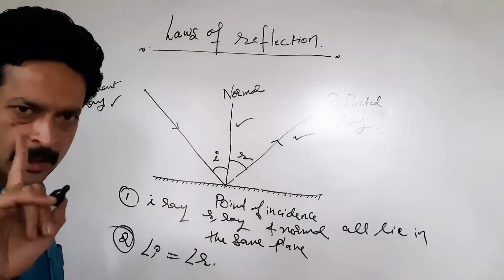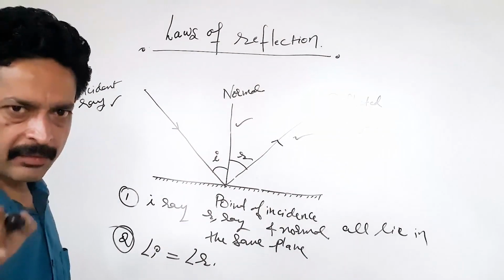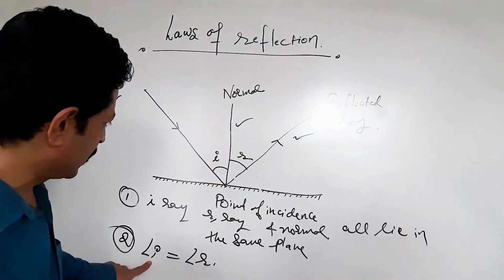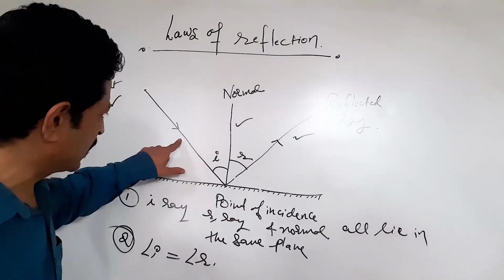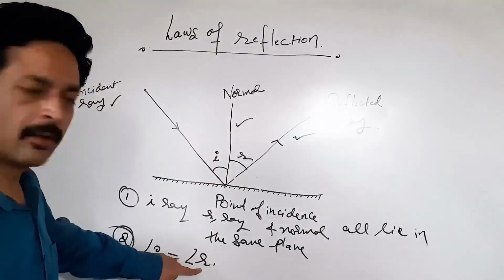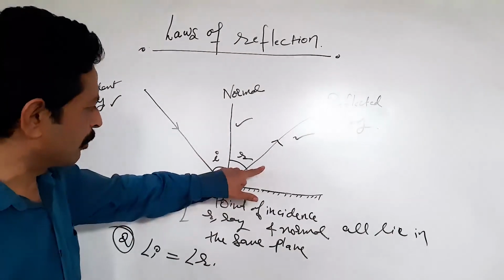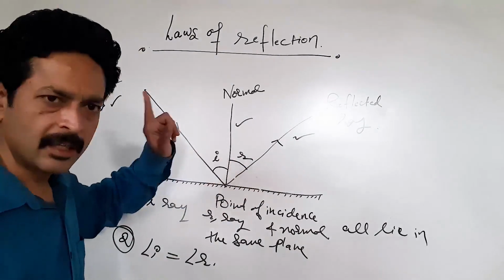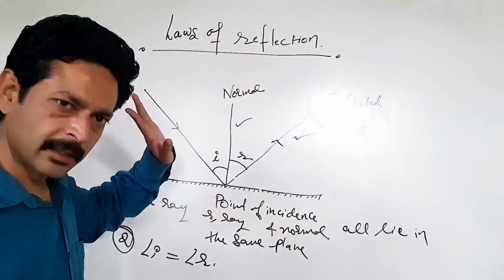Dear students, you have to remember one thing very carefully. The angle of incidence is the angle between the incident ray and the normal. The angle of reflection is the angle between the reflected ray and the normal. Okay? Thank you.